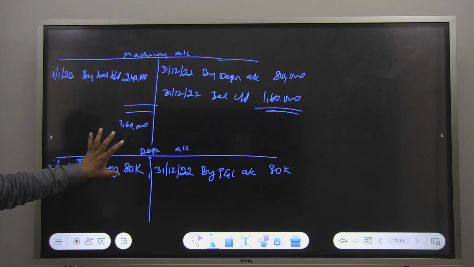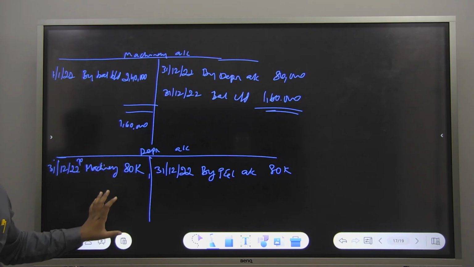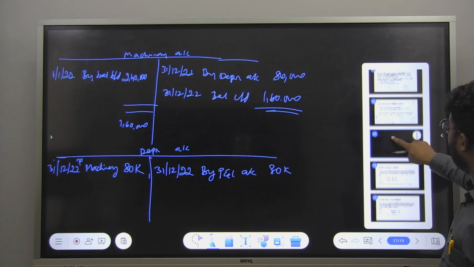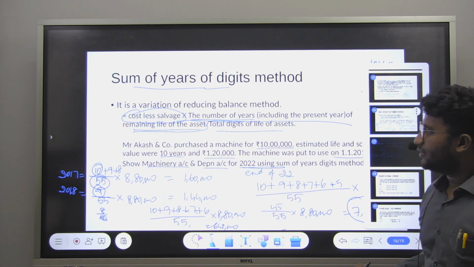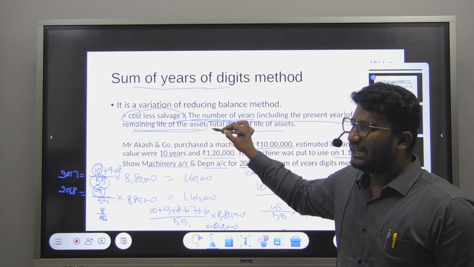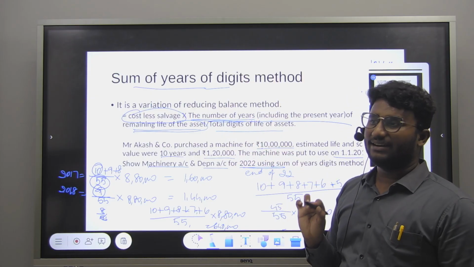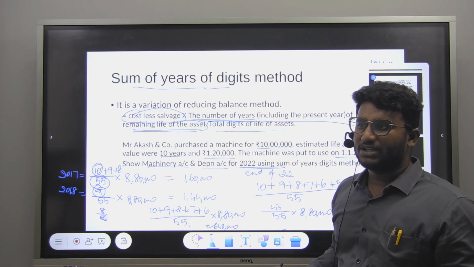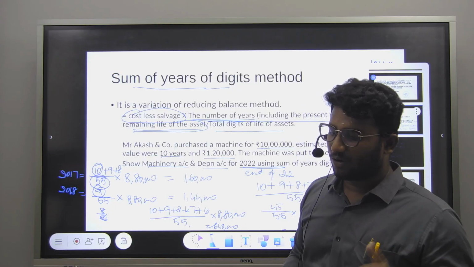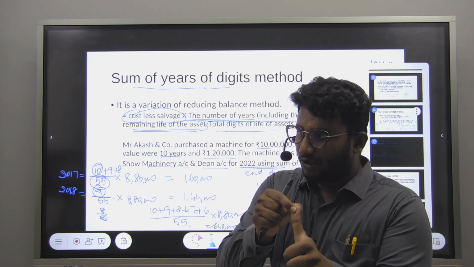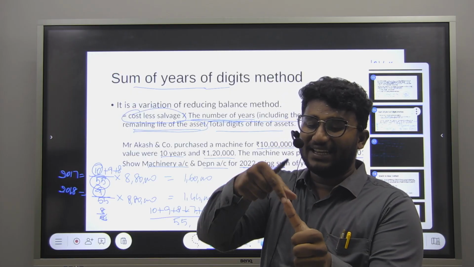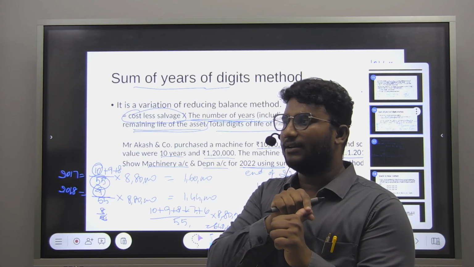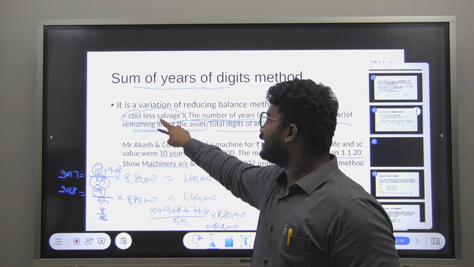See here the entries are not different. Entries remain the same. Only the calculation of depreciation is quite different. So you have to use this formula: remaining life of the asset including current year, divided by sum of all the years, multiplied by value of the machinery. How do you derive the value of the machinery? Actual cost of the machinery, whatever cost you purchased for, plus any installation charges and transportation charges that you have incurred, and less any salvage value.